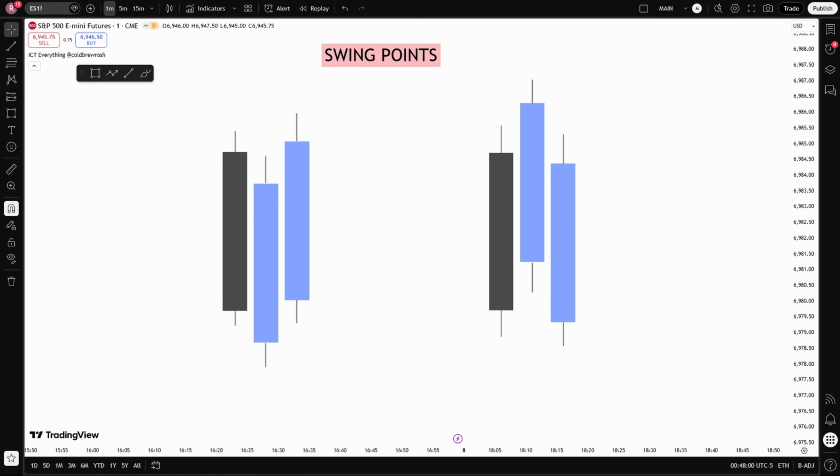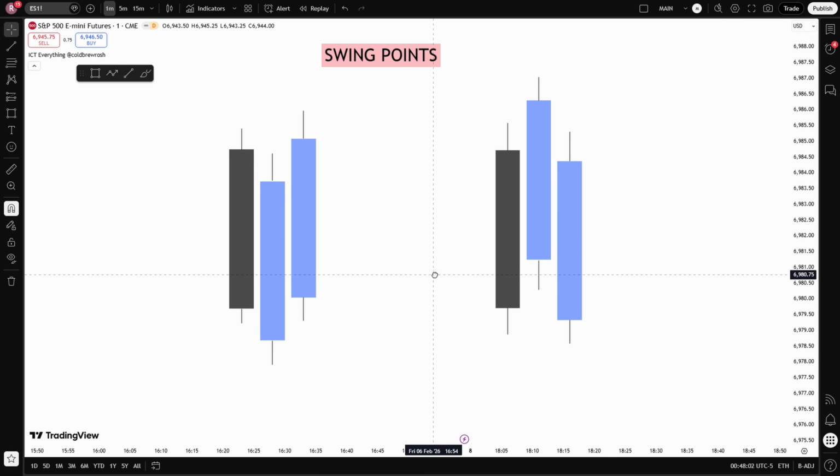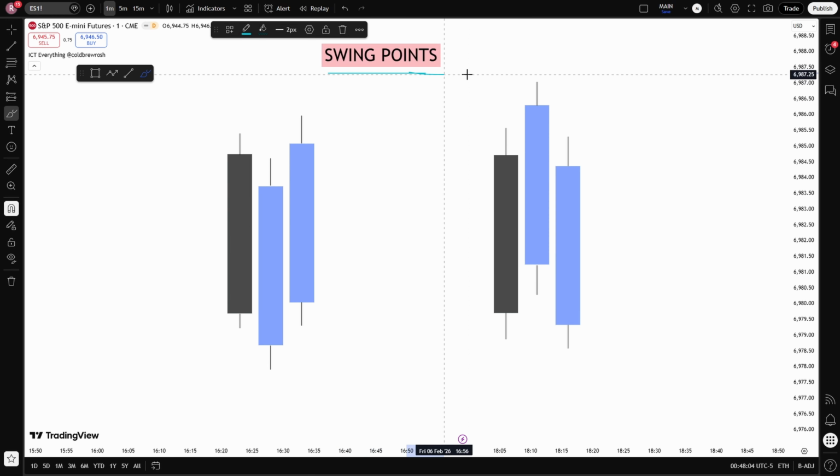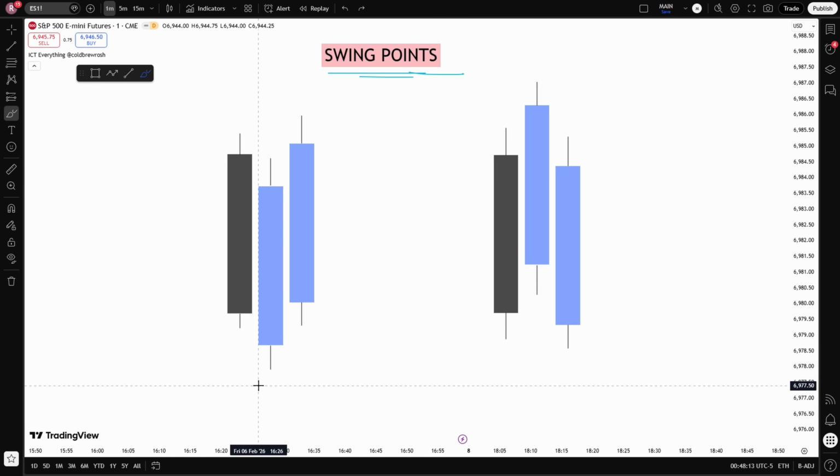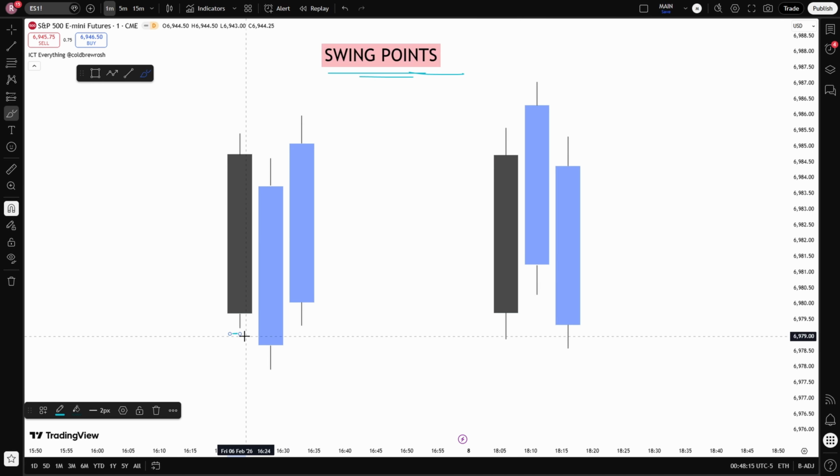Before we get into anything else, the first thing we need to understand is swing points in the market, because this is how we identify where liquidity is resting. Over here we have a swing low. So how do we know this is a swing low? We have a low formed here, with a higher low on the left and a higher low on the right. That structure confirms this point as a swing low.